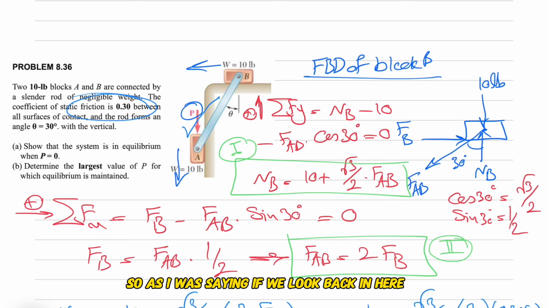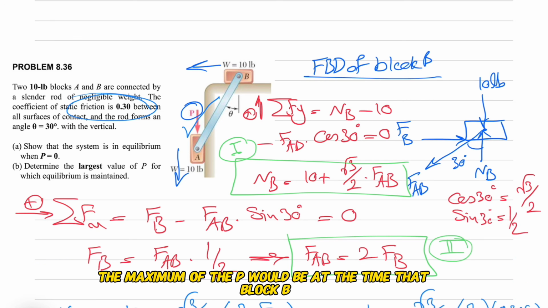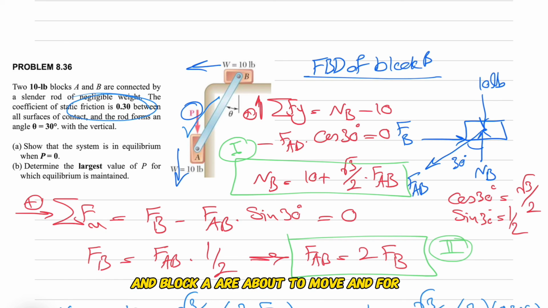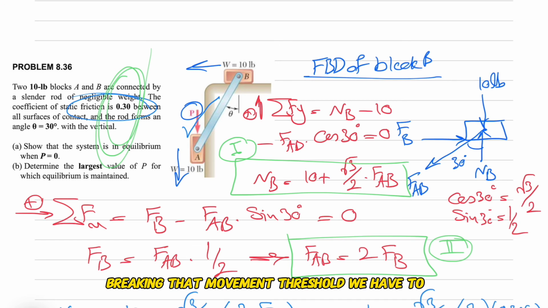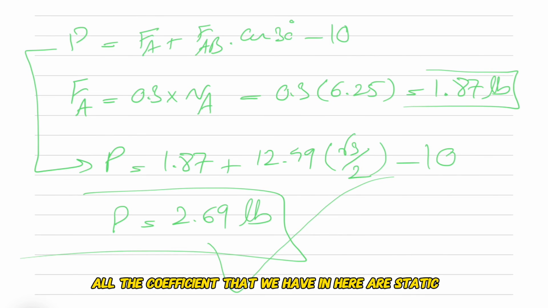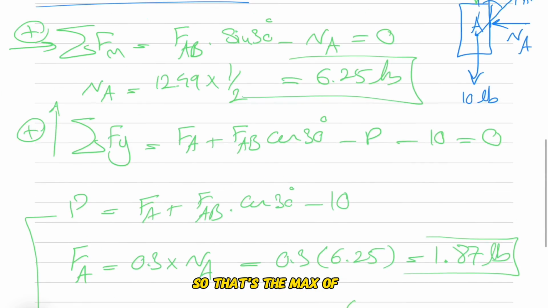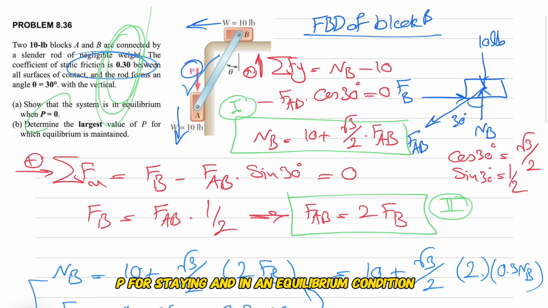As I was saying, the maximum of P would be at the time that block B and block A are about to move. To break that movement threshold, we have to go over the static coefficient. That's why all the coefficients here are static, not kinetic. What we found at the end was that P has to be 2.69, so that's the max of P for staying in an equilibrium condition.